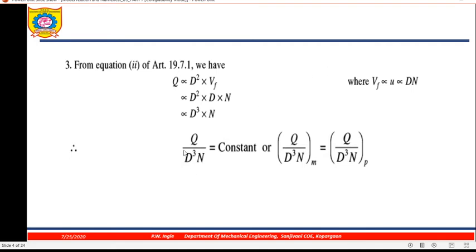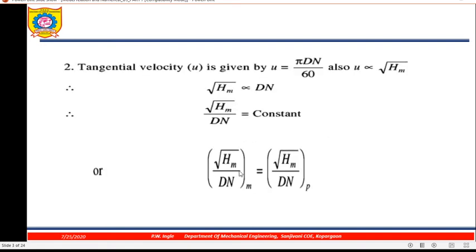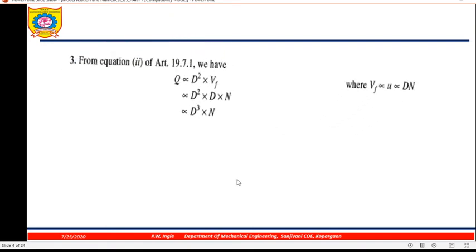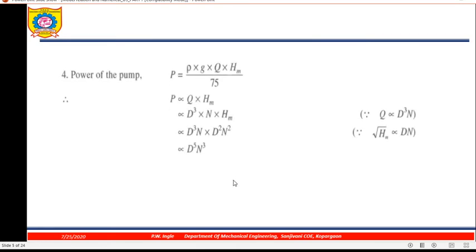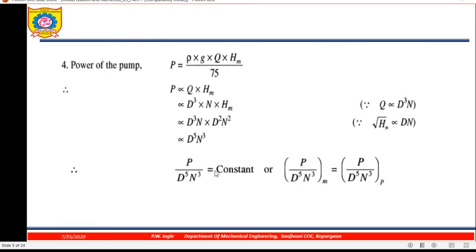Therefore Q by D cube N equal to constant. Again we can write the equation Q by D cube N of model equal to Q by D cube N of prototype. This is also known as flow coefficient. This is the head coefficient, and the last one is power coefficient. So P upon D to the power 5 N cube is nothing but the power coefficient.